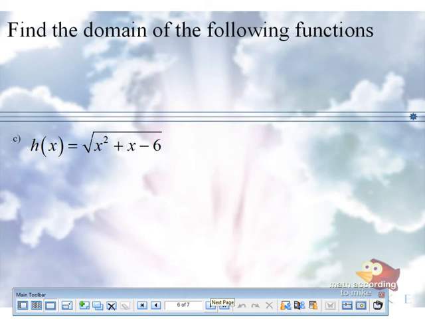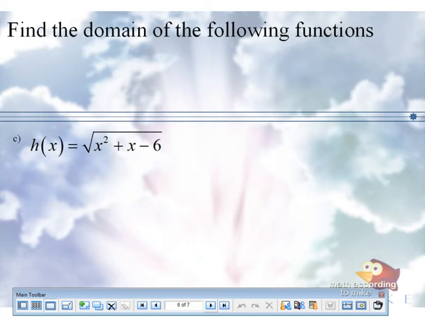h of x is the square root of x squared plus x minus x. This is going to be amazing. Is everyone ready? Keep your hands inside the vehicle at all times. What rule is this going to violate? Square root of a negative number.